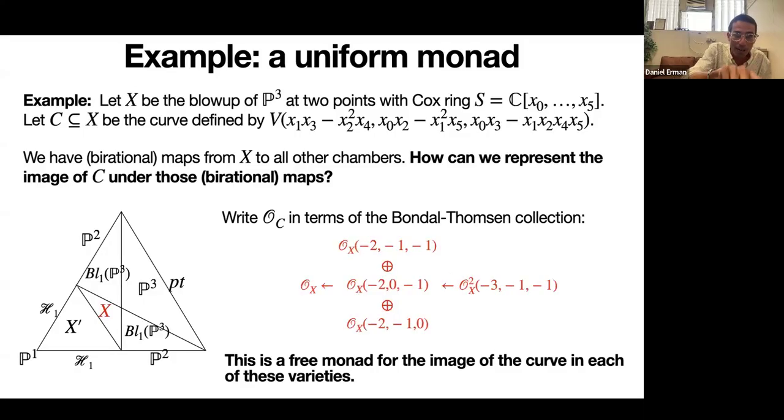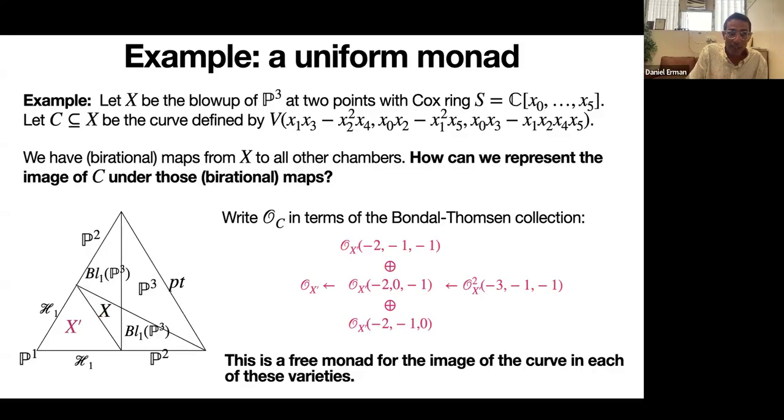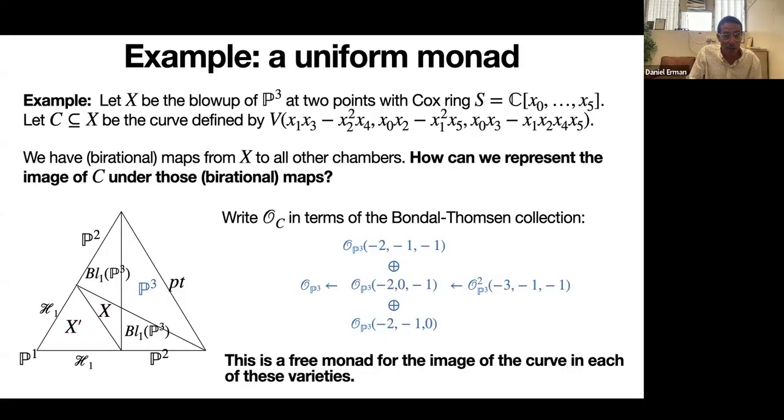So if I want to know what's going on in the X chamber, the free modules turn to OXs, and it's those line bundles that give you the resolution of your curve. If I want to know this X prime chamber, which is a flop from the X chamber, you do the same thing. You convert the S modules to X prime line bundles. And you kind of bounce around in this way.